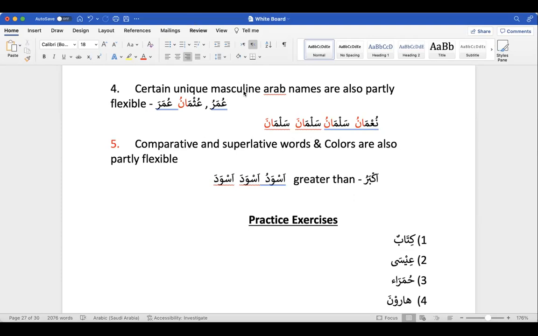Okay, let me ask the name. That will be better actually, because multiple people might be raising hands at the same time. So this question is to Mahboob bhai. Isa. What kind of flexibility does it have? Is it fully flexible, partly flexible, non-flexible? It is non-flexible. Okay, why?